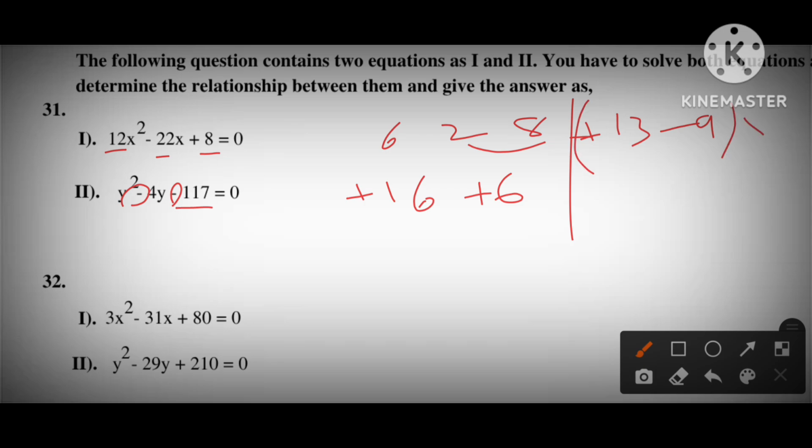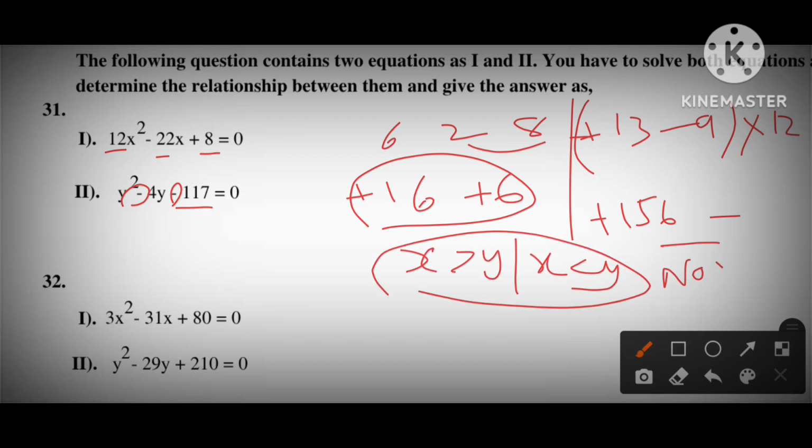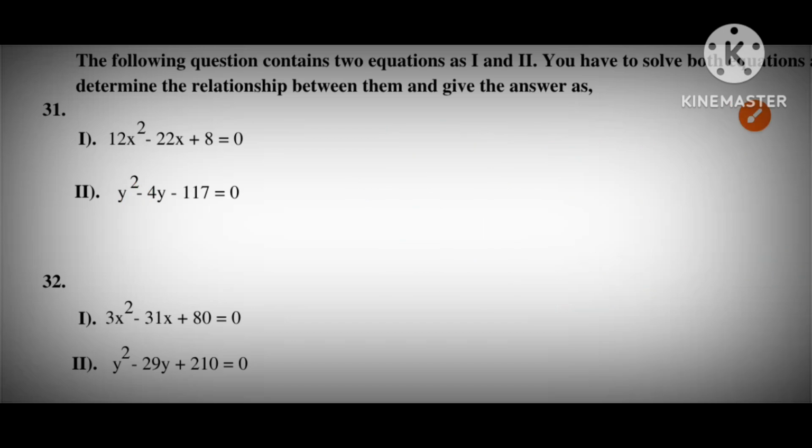Bases are not equal, so multiplying this with 12, so this will be plus 156 and this will be minus of something. These two numbers comes in between plus and minus of these numbers, so here we get x greater than y and x lesser than y, so there is no relation can be established for these two equations. Okay, next second question.